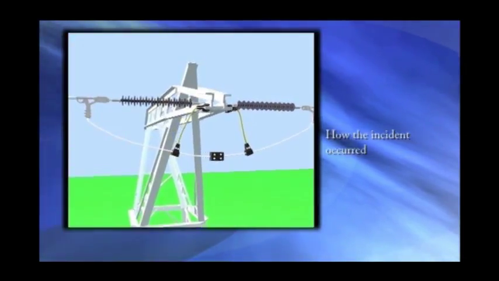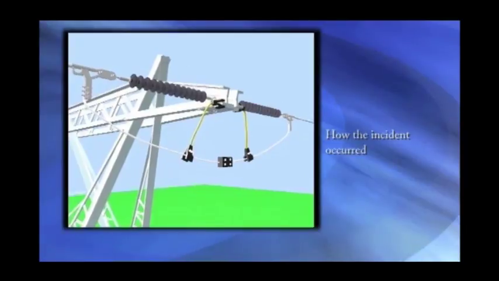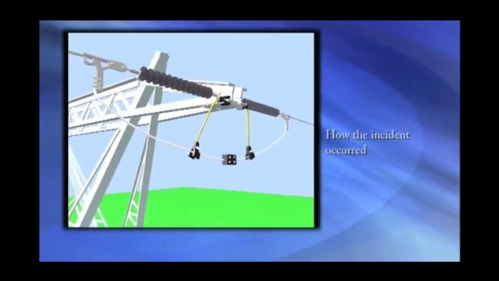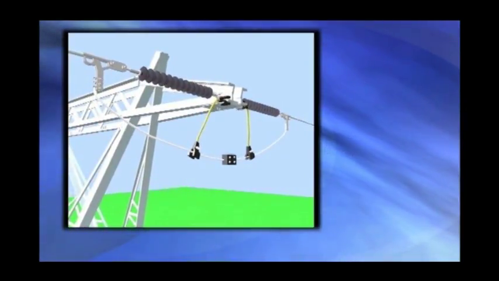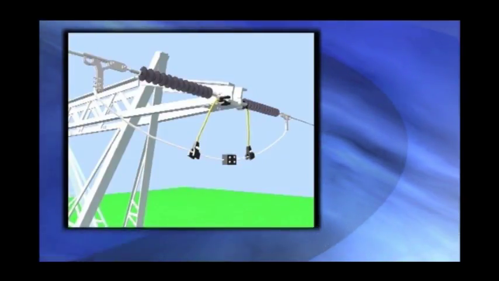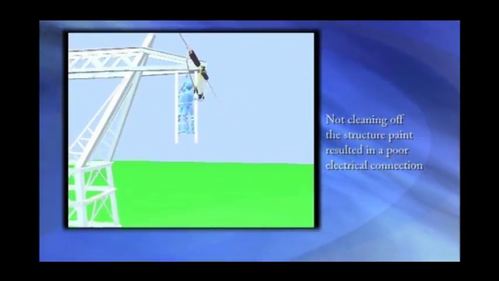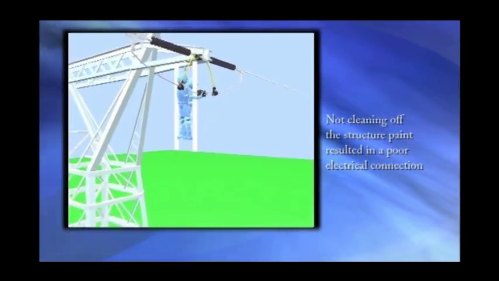Upon arrival at the worksite, the workers installed two personal temporary grounding cables between the structure and the jumper, one cable on each side of the structure. However, as subsequent investigation revealed, they did not clean off the structure paint carefully before installing the grounding cable clamps, which resulted in a poor electrical connection.